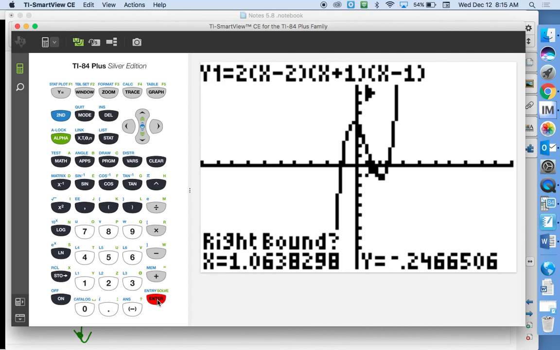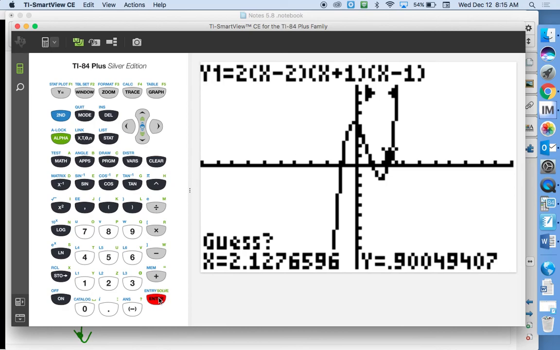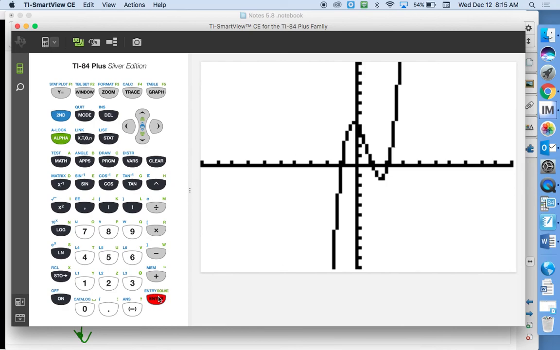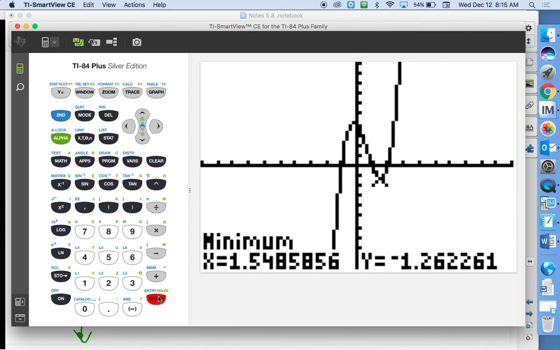You get a little arrow then that's pointing. The right bound means the little cursor needs to be past the minimum, slightly to the right. And it doesn't matter where, as long as it's to the right. So mine's up here to the right, it's still to the right of the graph. Hit enter. You never do anything for guess. You're just going to hit enter one more time. This gives you the exact minimum of the graph.